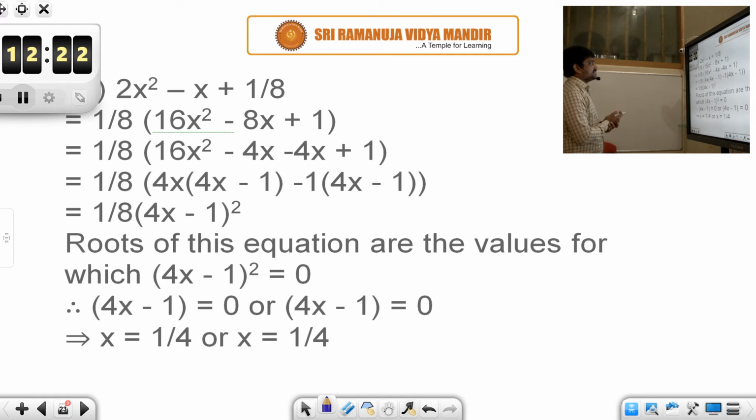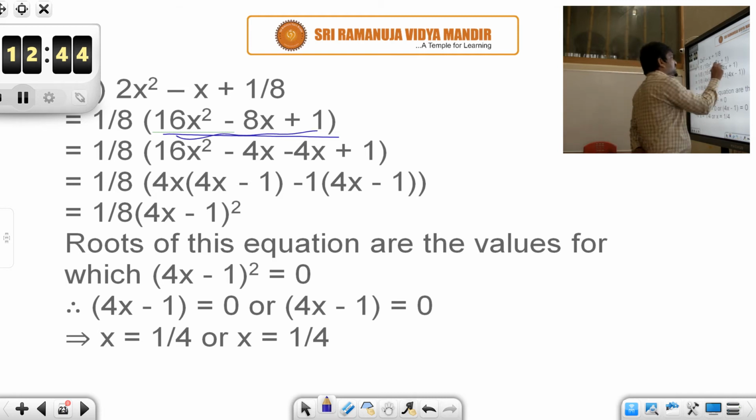2x square minus x plus 1 by 8 is equal to 0. Okay, so let's take 1 by 8 as a common to avoid these fractions. So once you take the LCM, then you will be getting 1 by 8 times 16x square minus 8x plus 1. Now you need to factorize. What is the method you will employ for factorizing this?